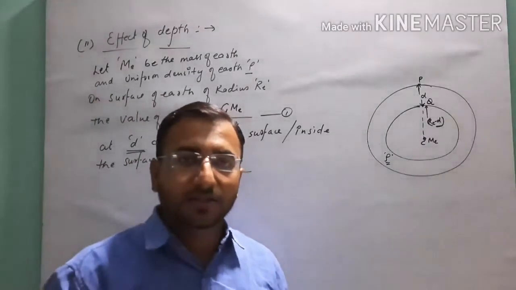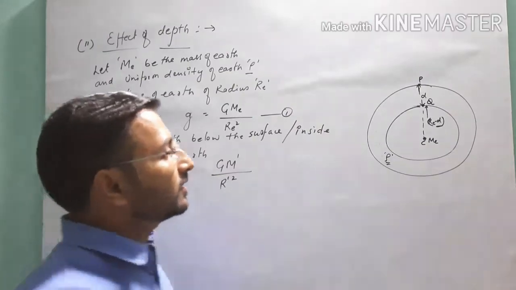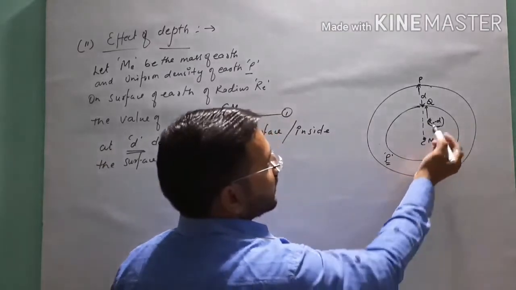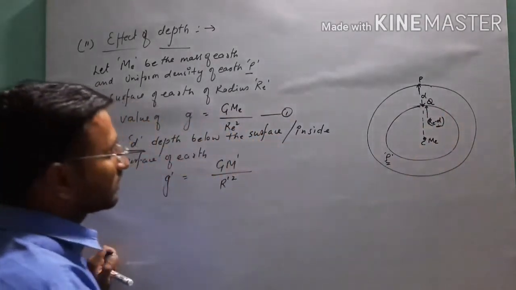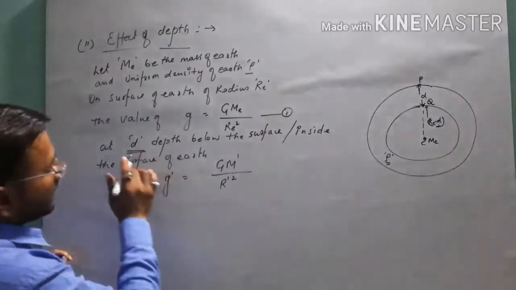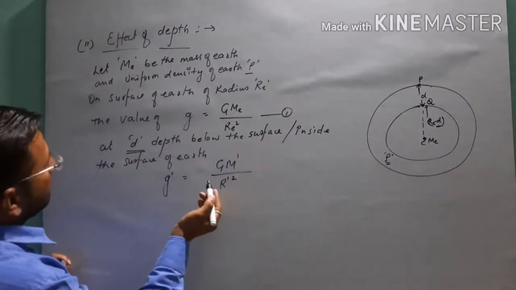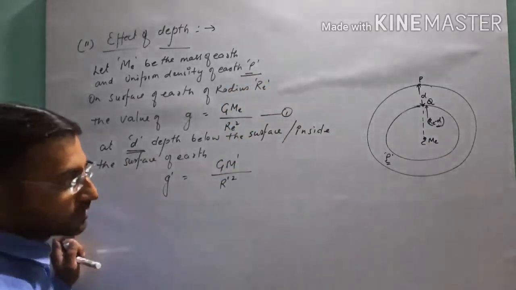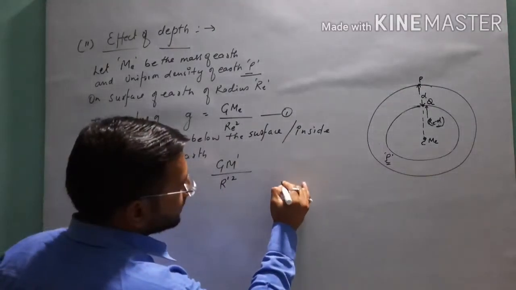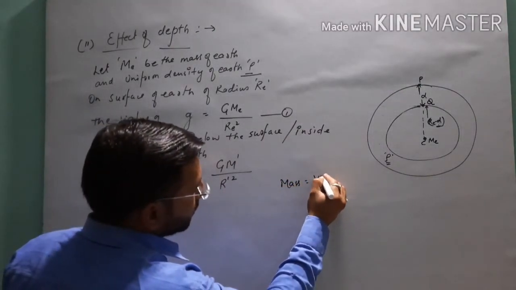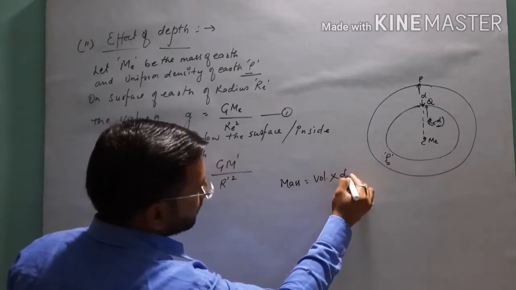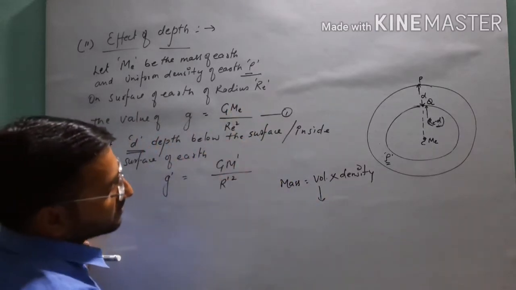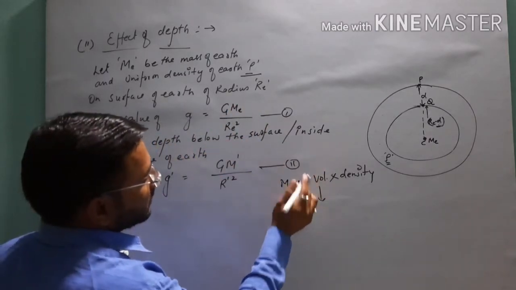Initially I assumed that earth is like a sphere of radius Re. Now here this is a small sphere of radius Re minus d, where d is very small as compared to the radius of earth. As we have written here, rho is the density, the uniform density of earth. So we will use the formula mass is equal to volume into density. Point clear?